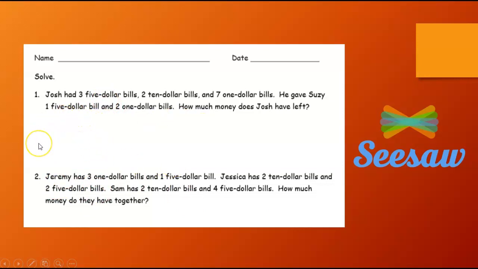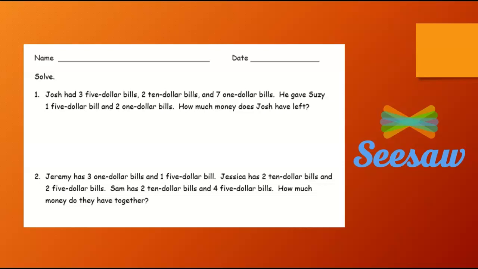This first one says, Josh had 3 $5 bills, 2 $10 bills, and 7 $1 bills. He gave Susie 1 $5 bill and 2 $1 bills. How much money does Josh have left?